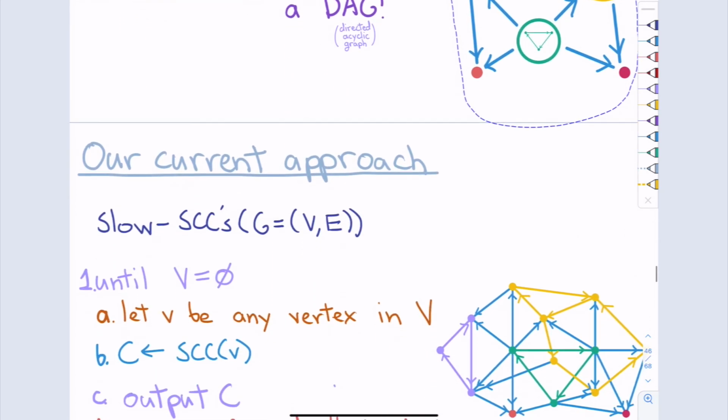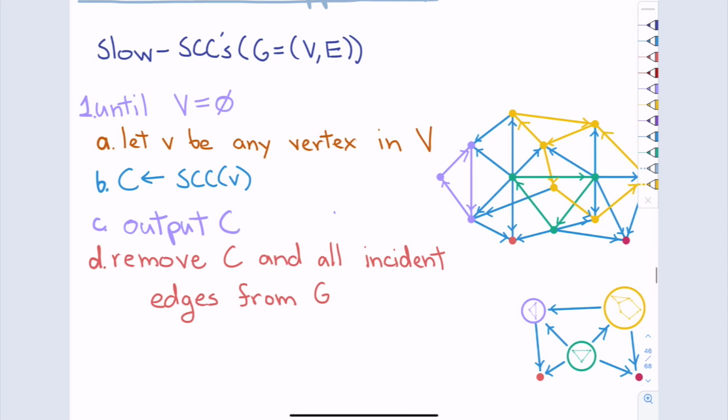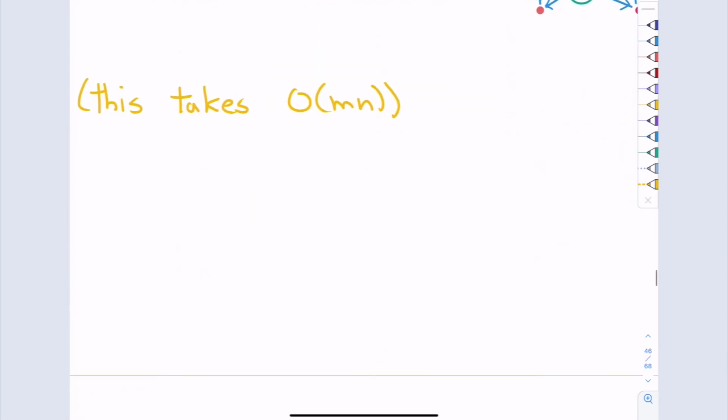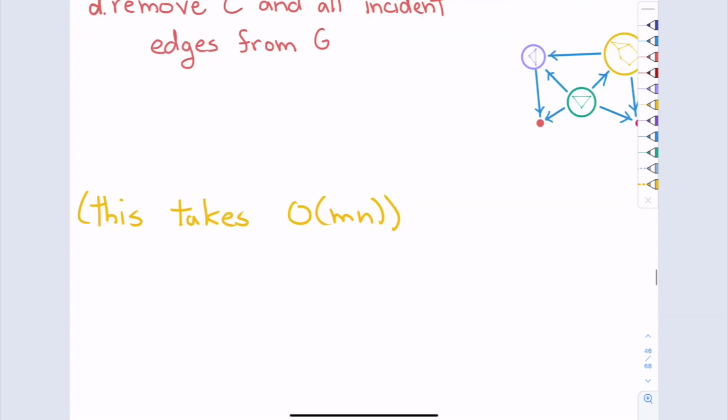So now the current approach we're looking at was just to pick any arbitrary vertex and grab the strongly connected component. Whatever, it works, but we're trying to do better. And so what I would like to do is maybe I can bring a picture with me.